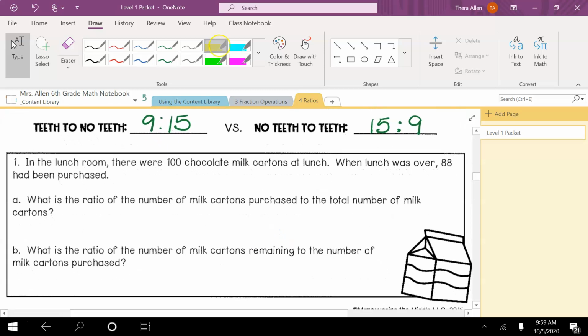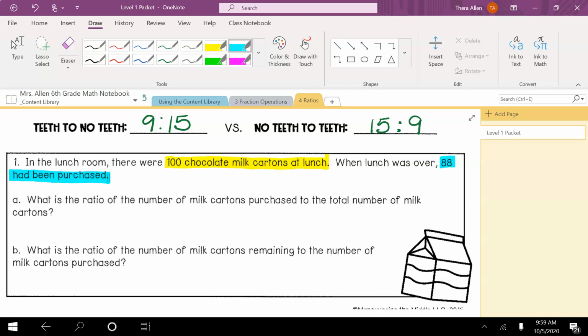In the lunchroom, there were 100 chocolate milk cartons at lunch. So I'm going to highlight 100 chocolate milk cartons at lunch. When lunch was over, 88 had been purchased. So I'm going to do that in a different color. 88 had been purchased. Okay? So it's asking, what is the ratio of the number of milk cartons purchased?